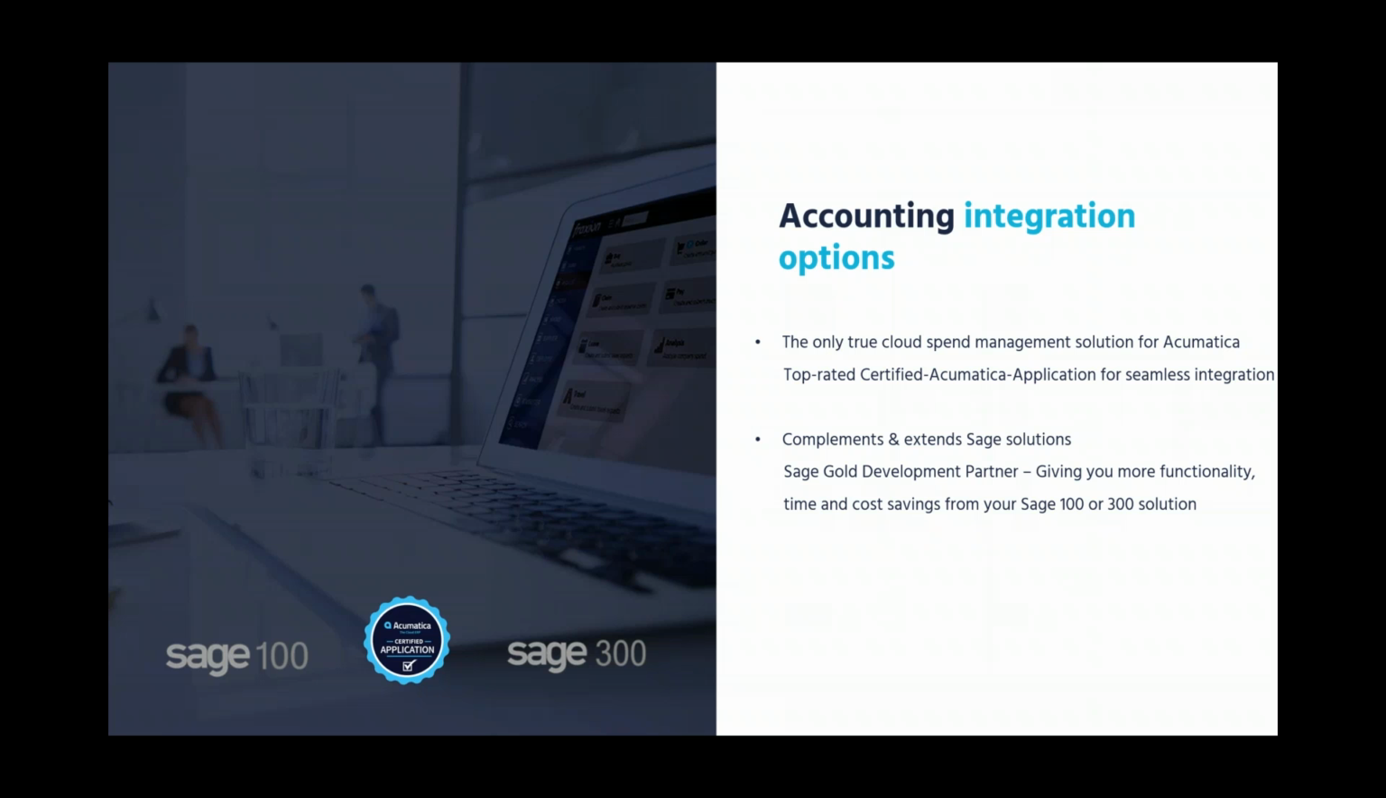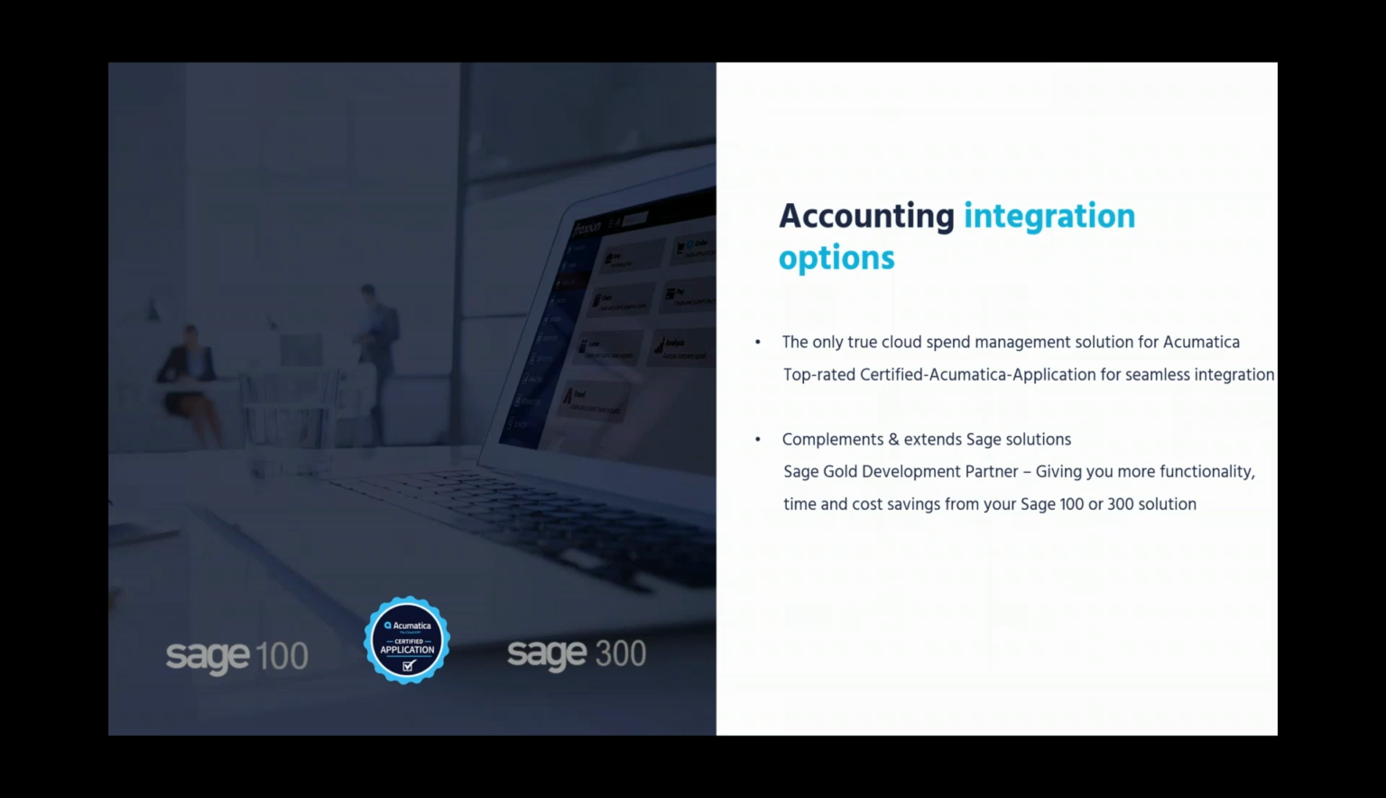And I'm particularly proud to share that Fraction has a wide range of certified integrations. For Acumatica, we are 1 R2 approved, the only true cloud spend management system for Acumatica. And for the Sage product set across most of the platforms, including 100 and 300, we're one of the only true cloud-based spend management platforms that provide deep real-time integration through the APIs into these underlying platforms.